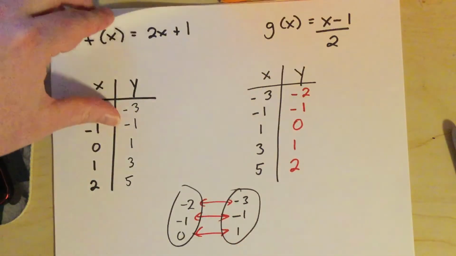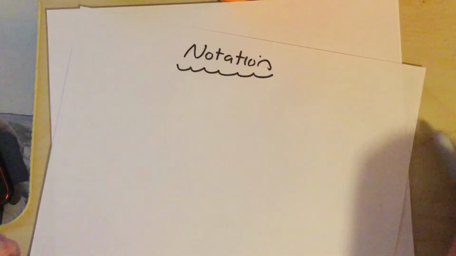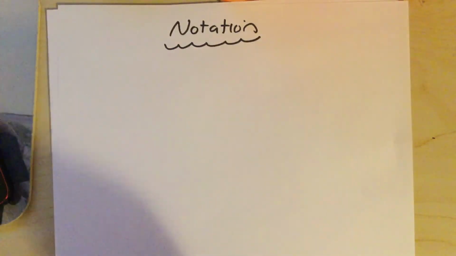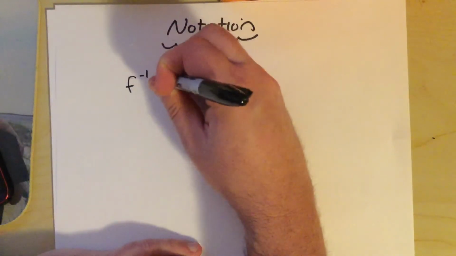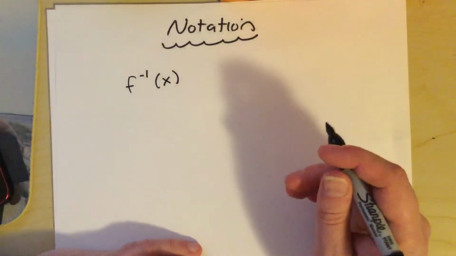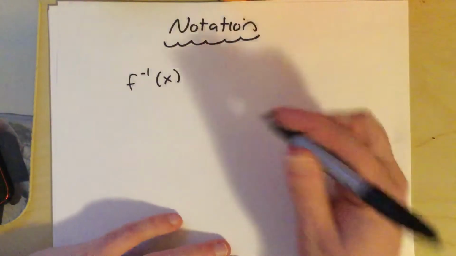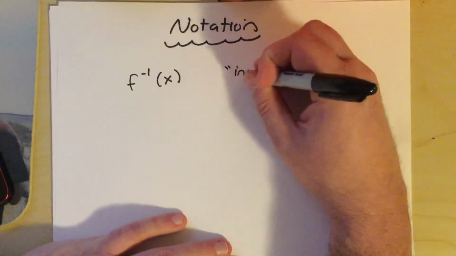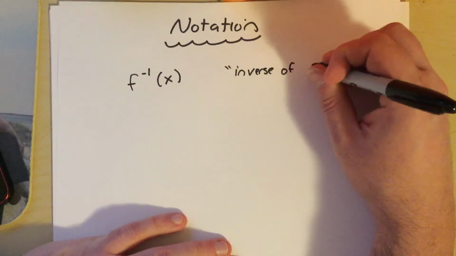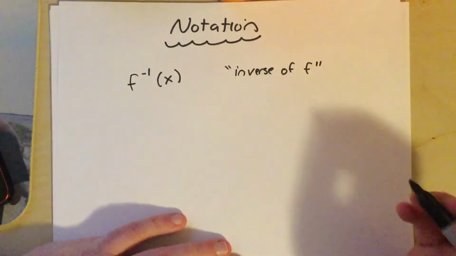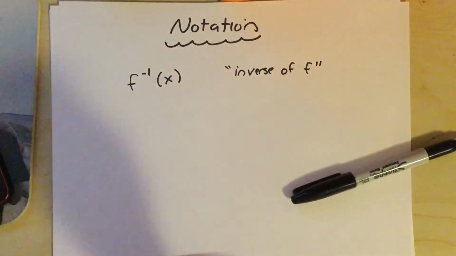And we're going to have a special notation for that. And so the special notation is going to be f to the minus 1 of x. And we say that this is the inverse of f, or the inverse function. And this is not an exponent.